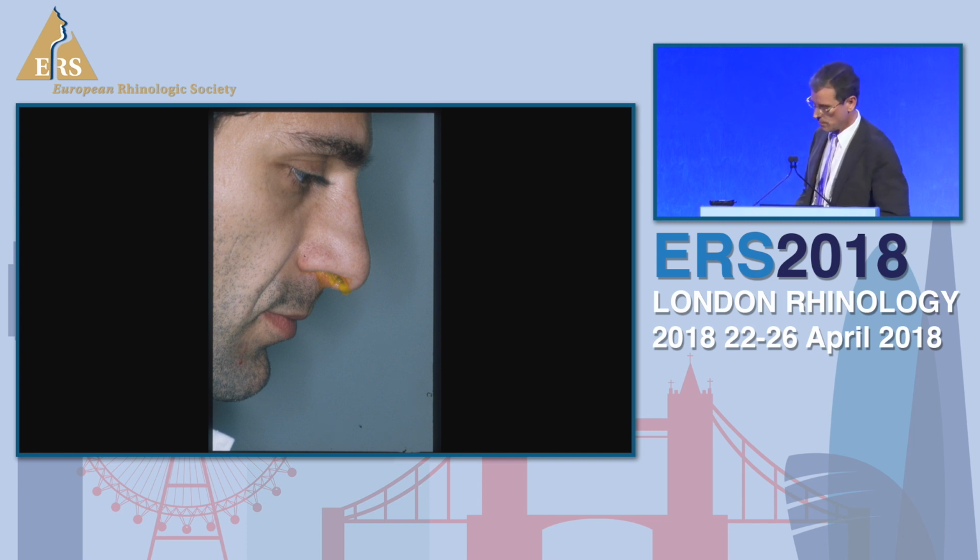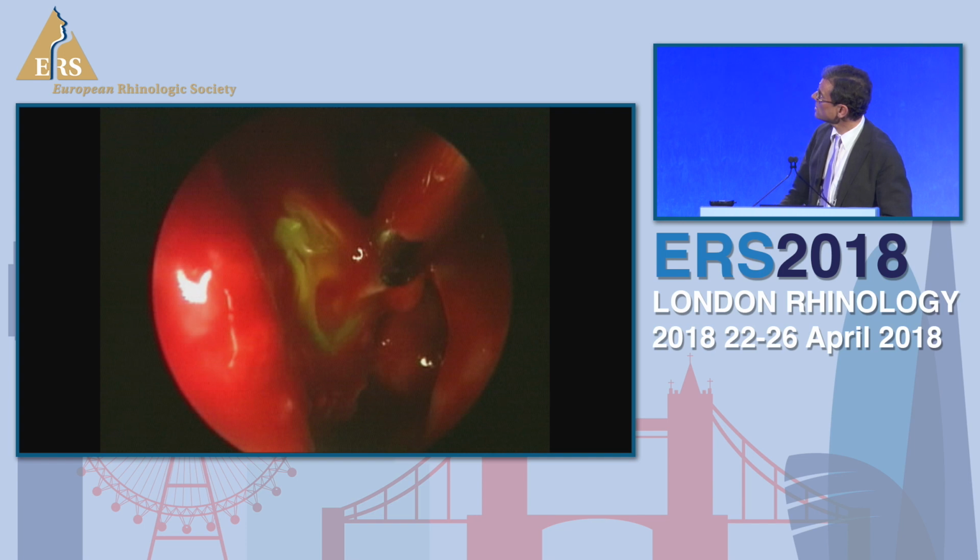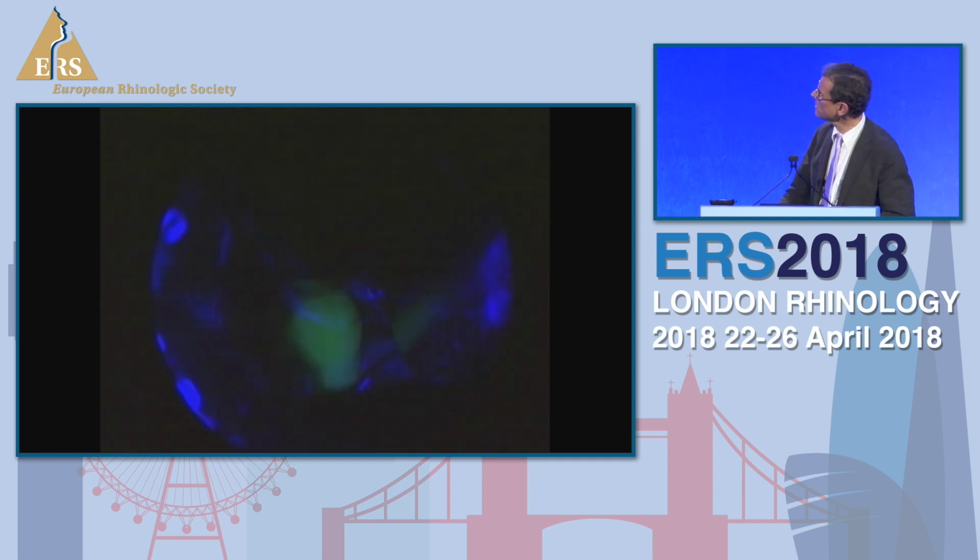The CSF leak might become very obviously visible, or again with blue light, it's really loosened, and it also helps during surgery to make sure that you have closed the leak. That's the situation intraoperatively when you are trying to find the defect, and when again with blue light you see the fluorescence at the area.